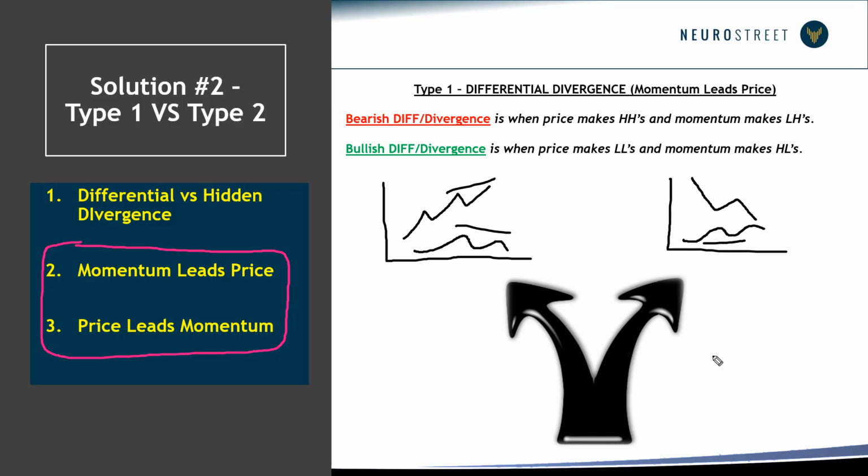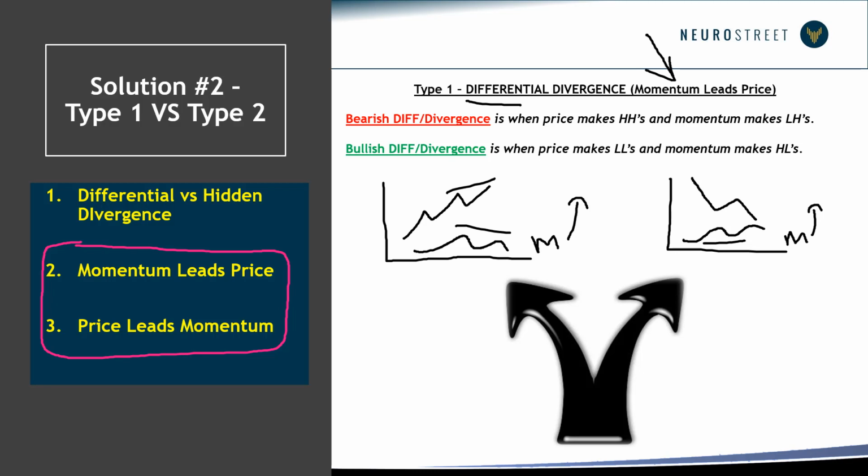Normally what this means is momentum is leading price, because it's showing us that even though price is going up, the speed in which price is going up is getting slower. Or when prices are going down, the rate in which prices are dropping is getting slower. That's why momentum is creeping up. That's the only difference between bearish or bullish differential divergence. So takeaway here, momentum leads price. Very important to know that.